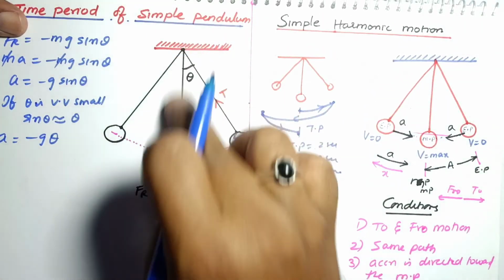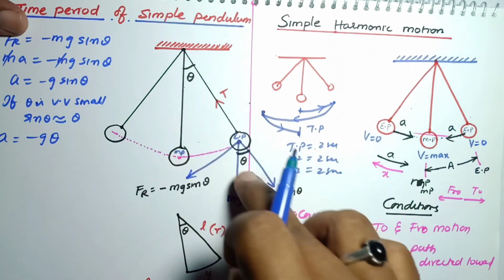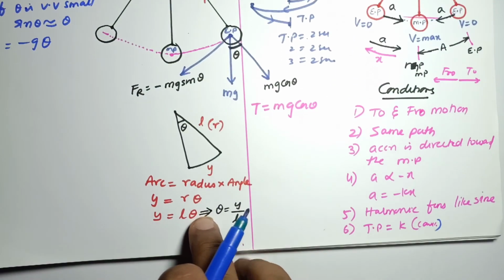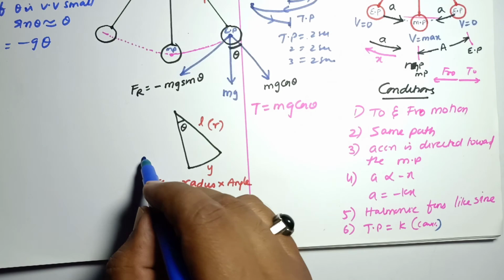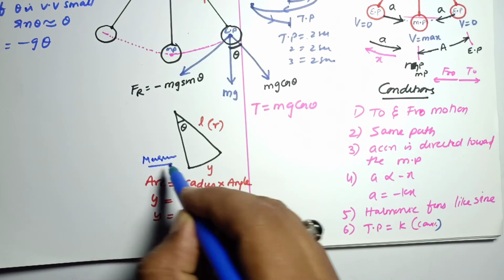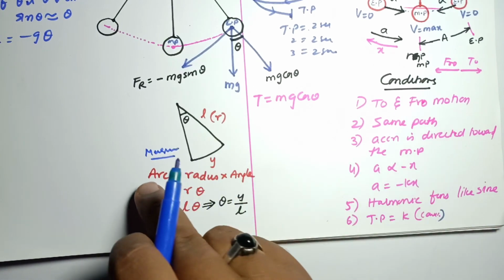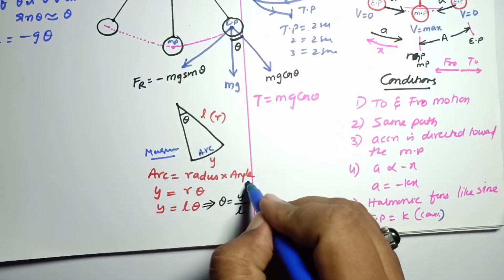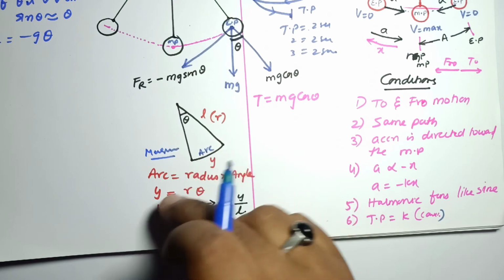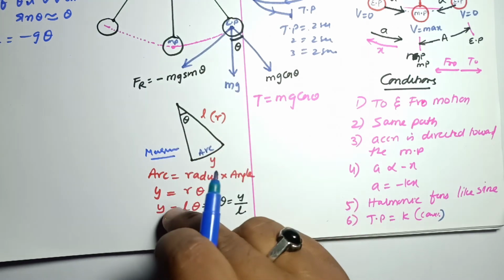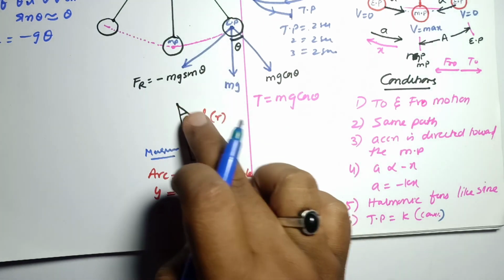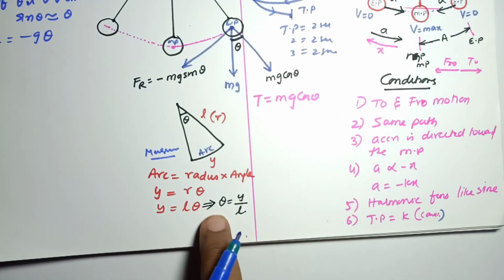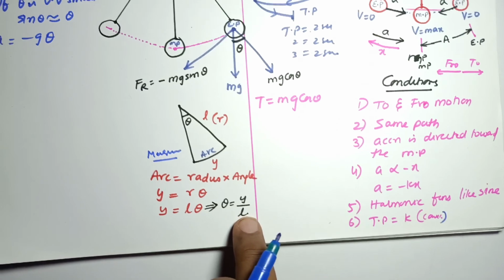But now, if you take this part of the pendulum as one sector and discuss it separately, then what are you going to get here? According to the concept of mensuration in geometry, we can take the arc of a sector. Arc is equal to radius into angle. In this case, arc is considered as distance y here, radius is nothing but the length of the pendulum L, and angle is theta. Therefore, y is equal to L into theta. That means theta is equal to y by L.